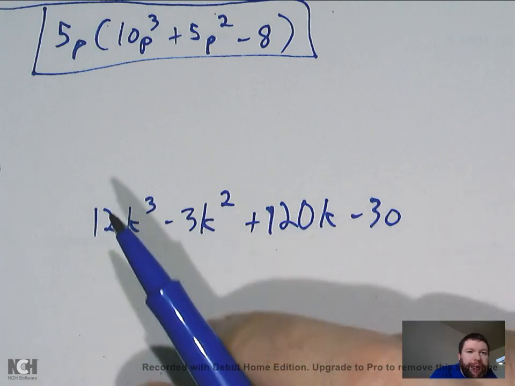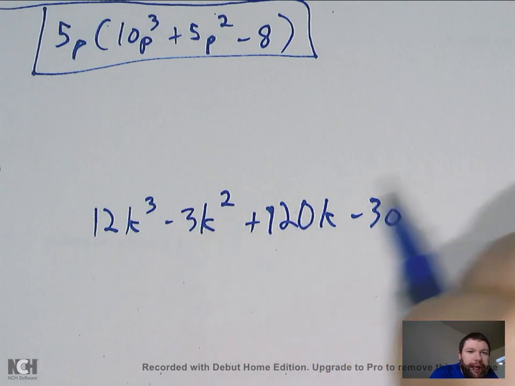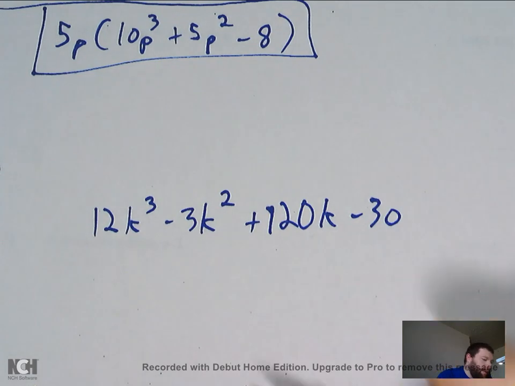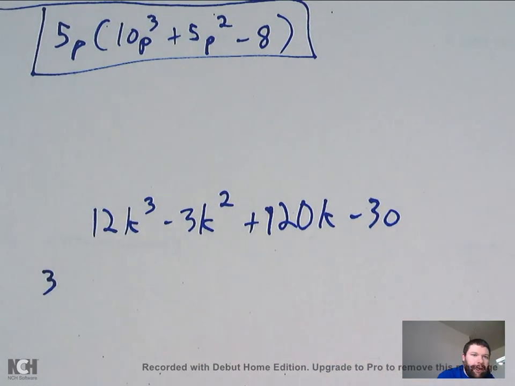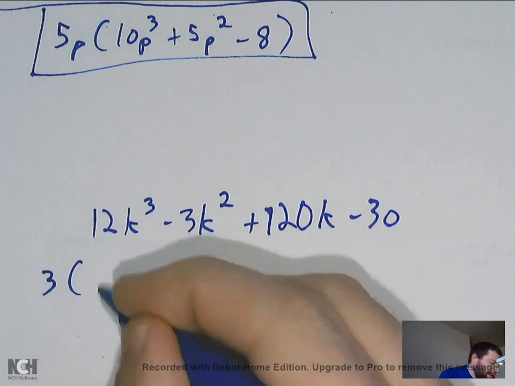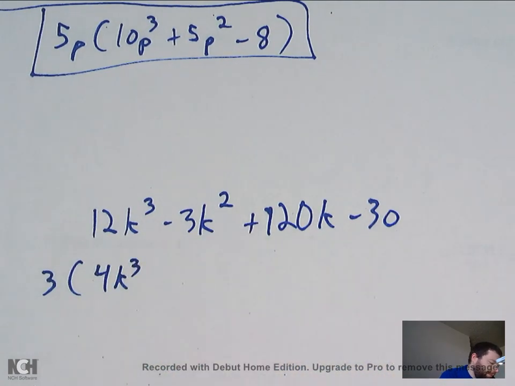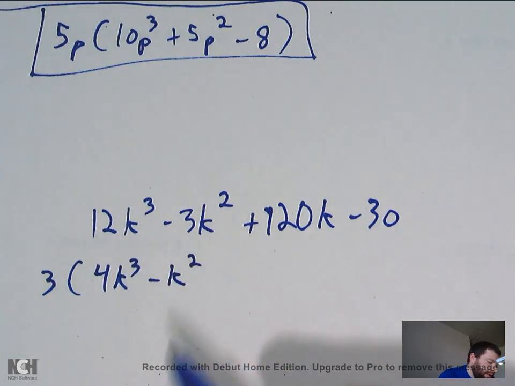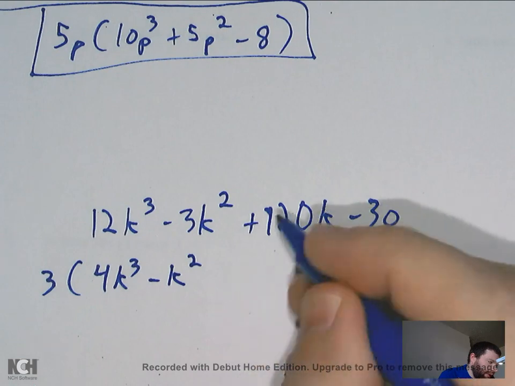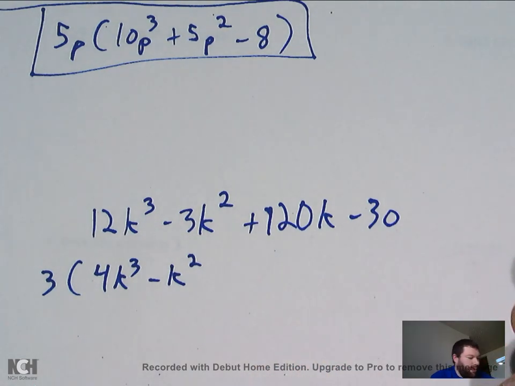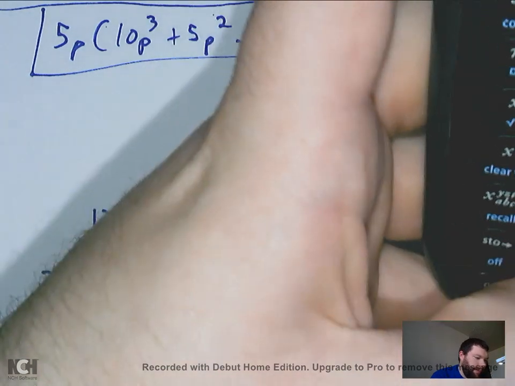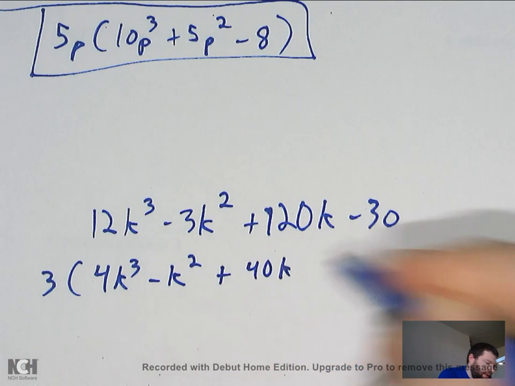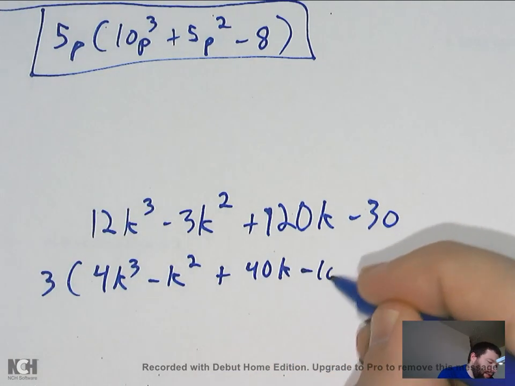So I've got 3, looks like goes in everything. So I'm going to start out by taking a 3. There's not a k in everything, so I can't take out a k. So I'm going to take out a 3 to start with. Okay? So that's going to leave me with 4k to the third, and then minus k to the second. And then I'm still going to have, let's see, 120 divided by 3 is 40, so plus 40k, and then it would become minus 10 there.